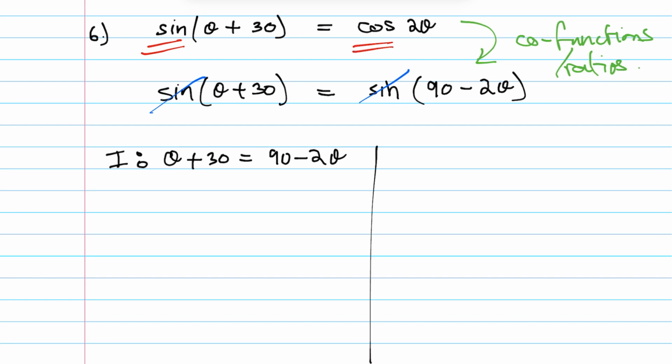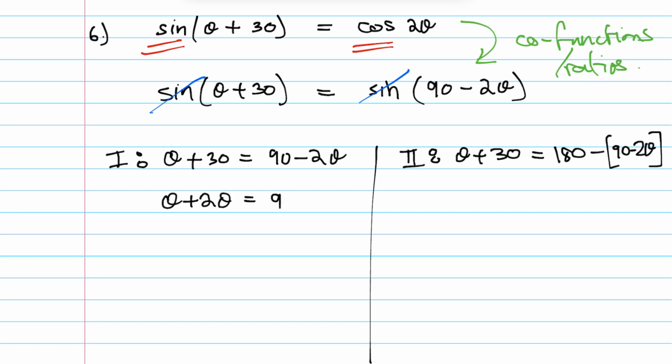However, there are always two solutions for sine and cosine. Now sine is also positive in the second quadrant, so when we take our angle again, theta plus 30 degrees, that must be equal to, in the second quadrant, 180 minus (90 minus 2 theta). I've managed to squeeze it in over there. Now let's solve theta for both sections. On this side, we'll add 2 theta and we'll subtract 30. That should give us 3 theta equal to 60 degrees, and therefore theta equal to 20 degrees.